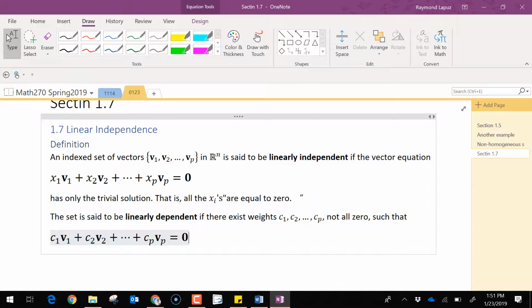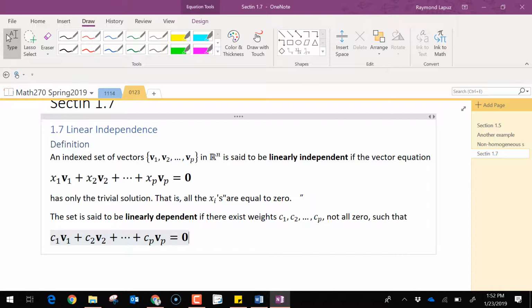The set is said to be linearly dependent if you can find values that are non-zero, at least one, maybe two, of those weights that are not equal to zero. If you could do that, then those things are dependent.